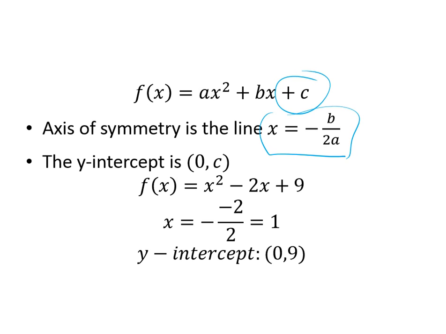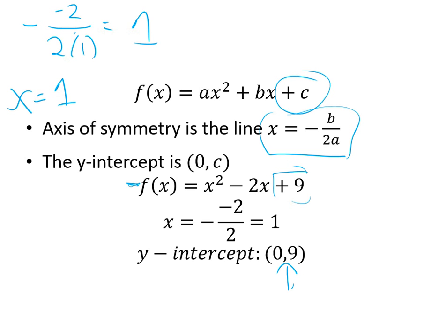So when you're looking at this function, our negative b would be negative 2. So it'd be negative 2 over 2 times 1, which gets you a positive 1. That means our axis of symmetry will be at x equals 1. And now your y-intercept will be the c value. Our c value is 9, so our y-intercept will be at 0, 9. And we are done. Easy, easy, easy.